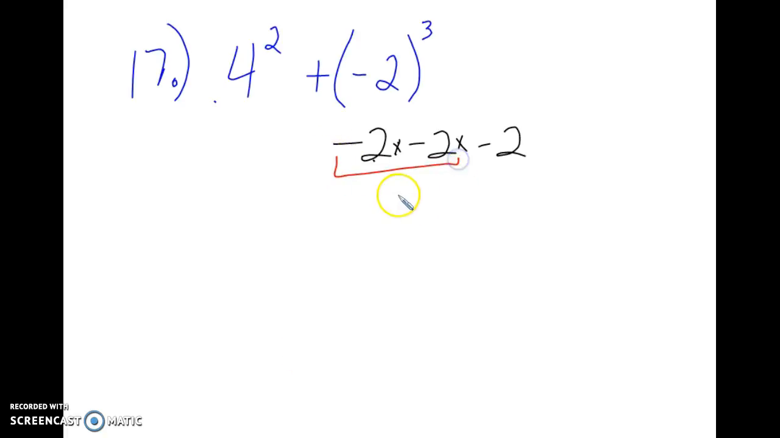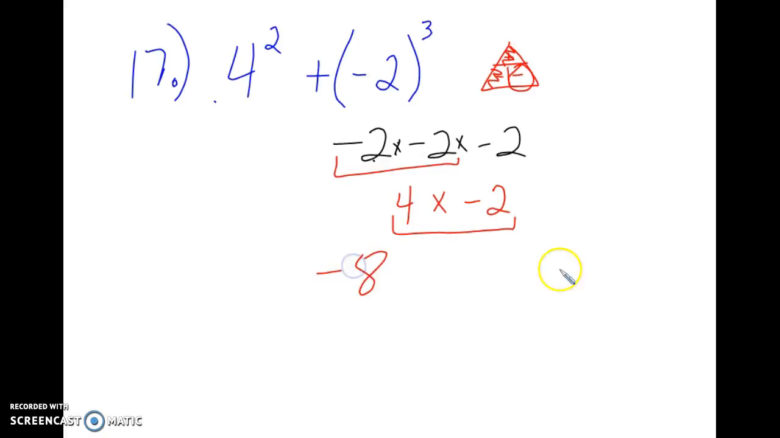Negative 2 times negative 2? Oops. Hold on. Negative 2 times a negative 2. We have to remember. Okay. Positive 4. Good. Times a negative 2. Good. A positive times a negative is going to give us a negative answer. 4 times 2 is 8.